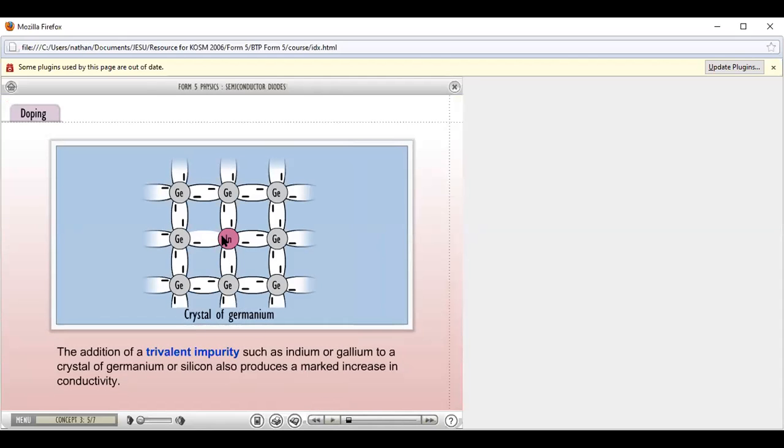So let's say we use indium here. Indium has 3 valence electrons. So what happened is, this electron is involved in covalent bonding.